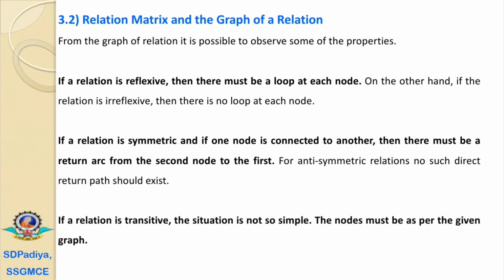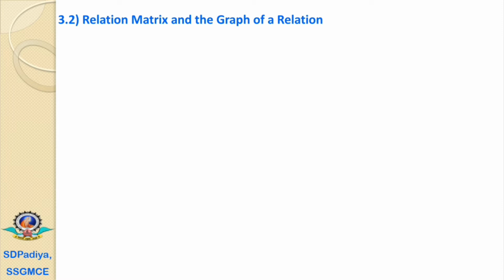And for the transitive, we cannot express it in words, so we'll show directly the example. If a relation is transitive, the situation is not so simple. The nodes must be as per the given graph. We'll show you the graph. Now we'll discuss some examples.